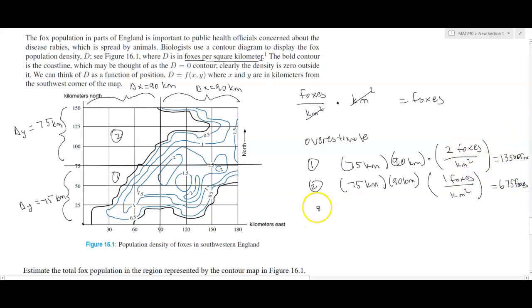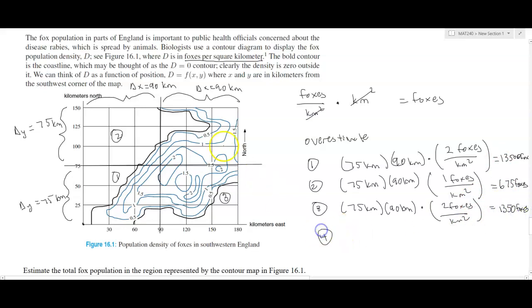And then we have 2 more regions. So we have region, I'll call this region 3, and I see that the highest contour is a 2 there. So this will be 75 by 90 by, what do we say, 2 foxes per kilometer squared, which comes out to the same as the first one, 1,350 foxes.